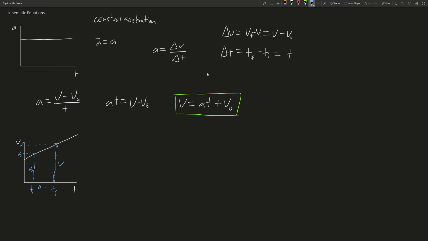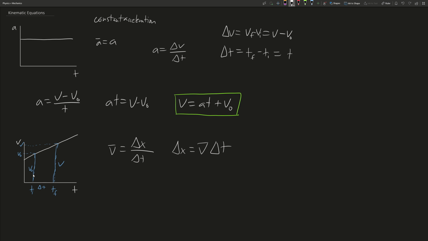Now, if you notice, we define average velocity as the change in position, or the displacement, over a change in time. Rearranging this, we get that the displacement is equal to the average velocity multiplied by the change in time.